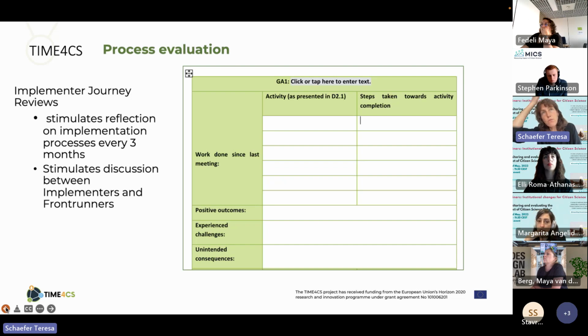And to do so, we have to learn from the different contexts and see what are the outcomes of the different activities that are taken, what are experienced challenges, what are unintended consequences. So these are things that the implementing organizations fill in before we meet, and then we meet together, the implementers and also the front runners, the ones who are more experienced in citizen science. And we discuss these challenges and share our experiences and try to support the implementers also in advancing with their process.